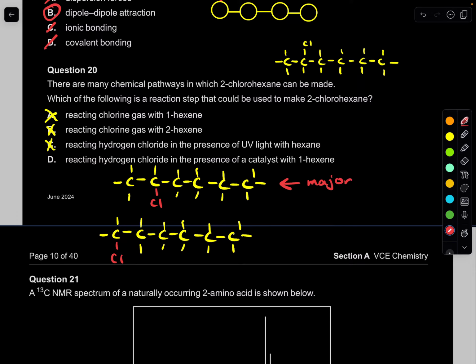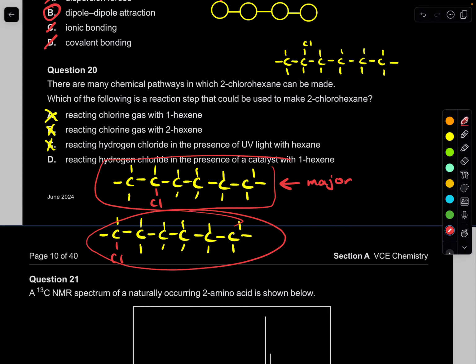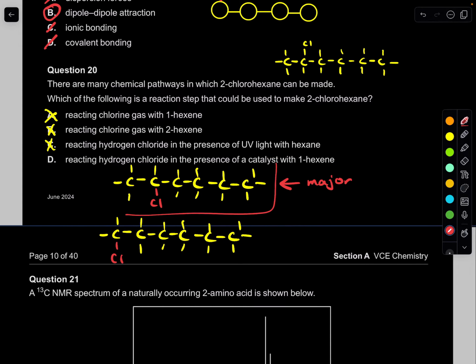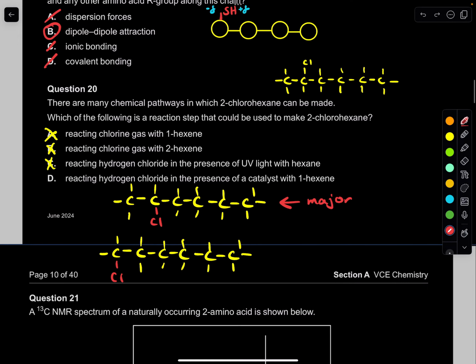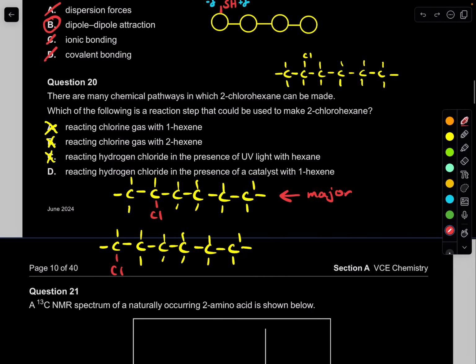If you actually did this reaction in real life, you'll get more of this compared to this rubbish over here. And that's what we want. Don't we want more of this? That's our goal, this over here. This is not in the study design. You learn it at uni. It's called, I don't know, the Markovnikov thing. Basically, the major product is always going to form when this is what happens.